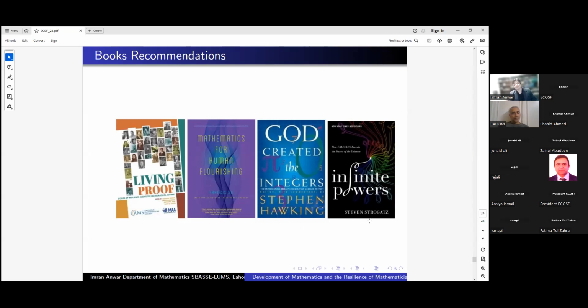And then the book by Steven Strogatz. To read the book of Steven Strogatz, you don't need high level math. So you can come from a school background and you would like to know how calculus evolved during the different eras. So this is a book which will enlighten you, and you can read more about the development of calculus during the different eras in this particular book. And this is also a New York Times bestseller of all time.